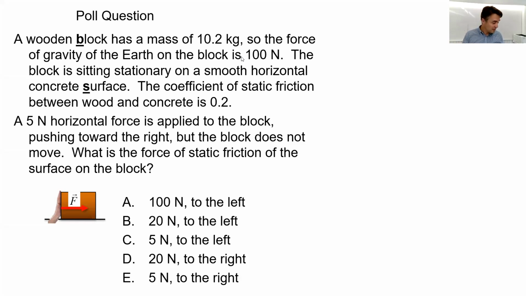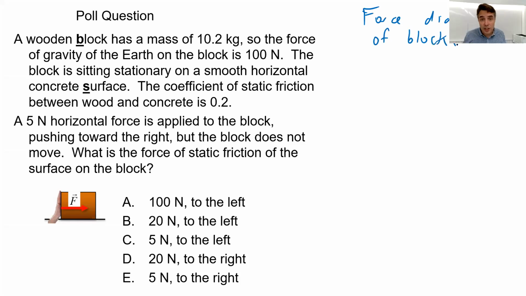So B turns out to be 100 times 0.2, which is 20 newtons to the left, but I think that's going to give an unbalanced force. I don't think that can possibly be right. So what I'm going to do is draw a force diagram of the block. That's the only way you can do it.